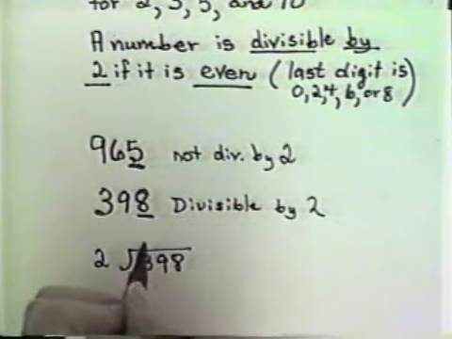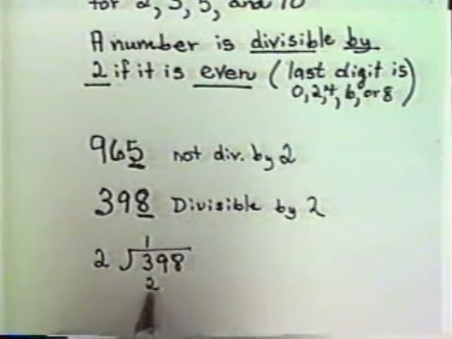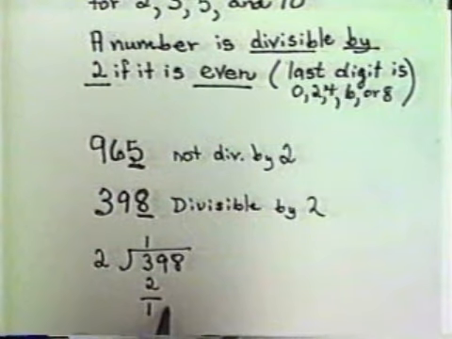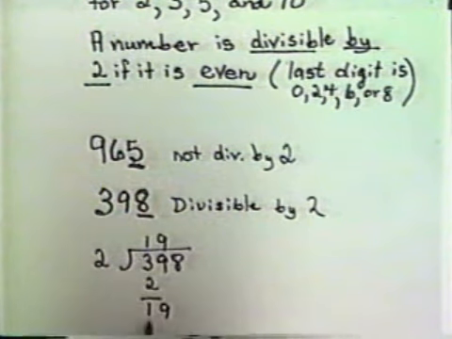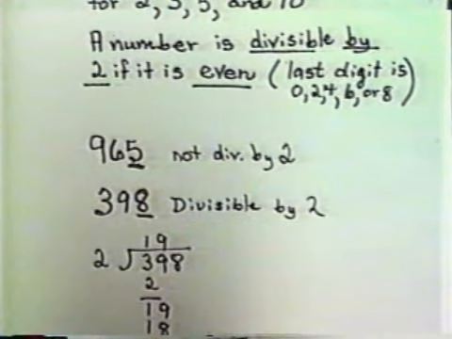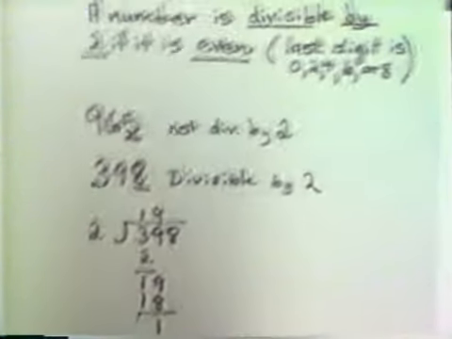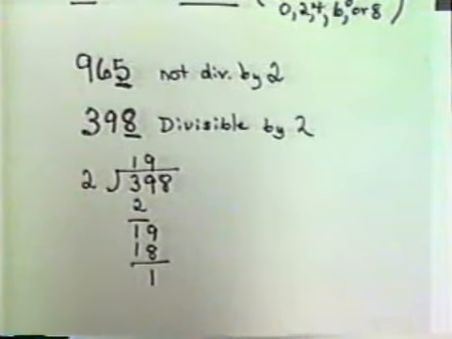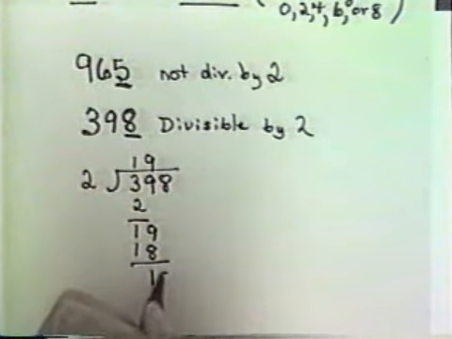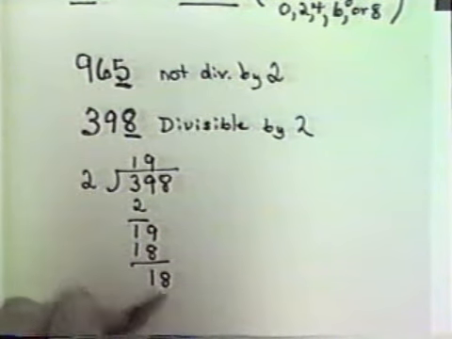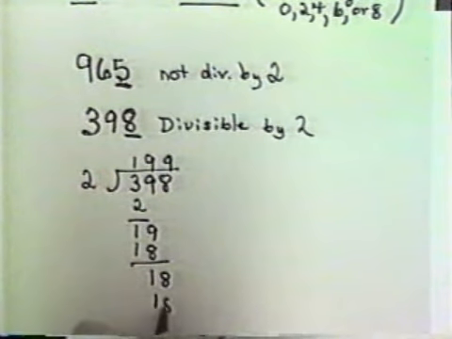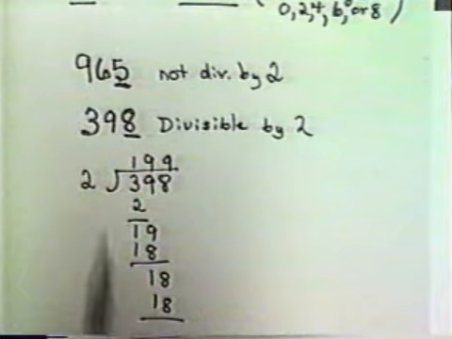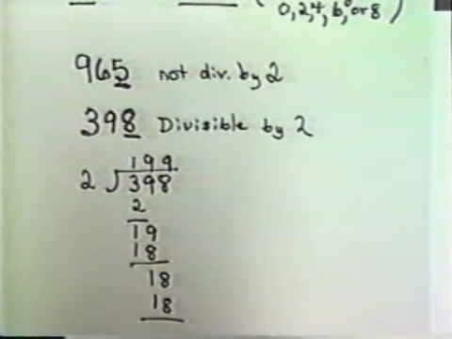So let's do that. 2 into 3 goes 1 time. Bring down our 9. 2 goes into 19 9 times. 9 times 2 is 18. Subtract and get 1. Bring down our 8. 2 goes into 18 9 times. 9 times 2 is 18 with no remainder. So 398 was divisible by 2.